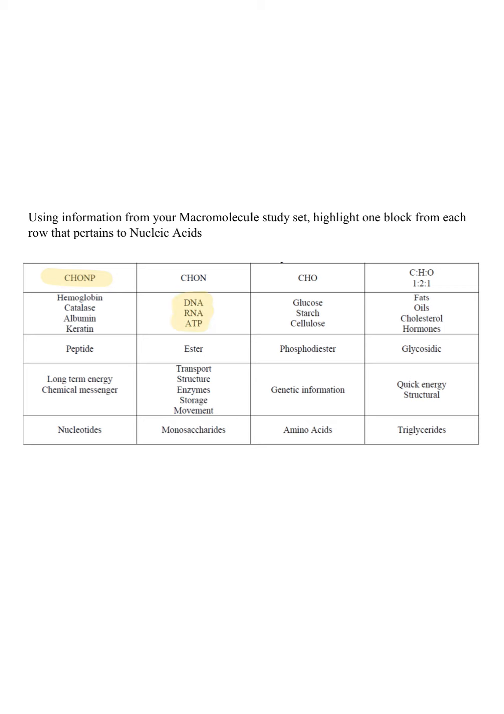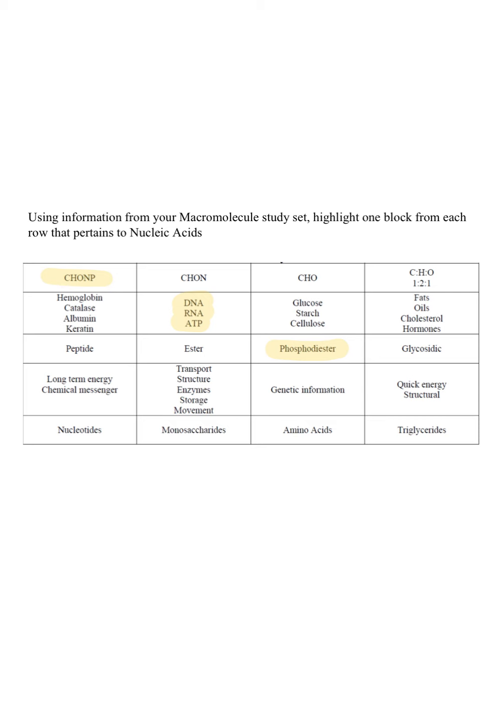The box that you should have highlighted or circled is the DNA, RNA, and ATP box. The third row, you are going to underline or circle or highlight the type of bond that is between nucleotides. The box that you should have highlighted or circled is the phosphodiester bond.